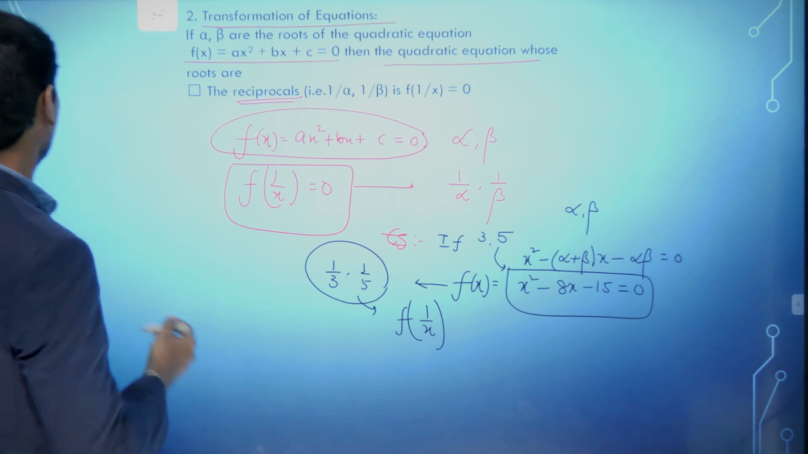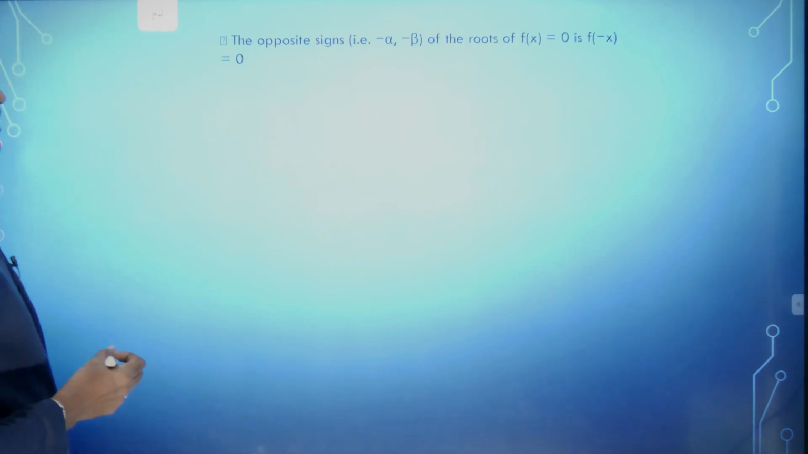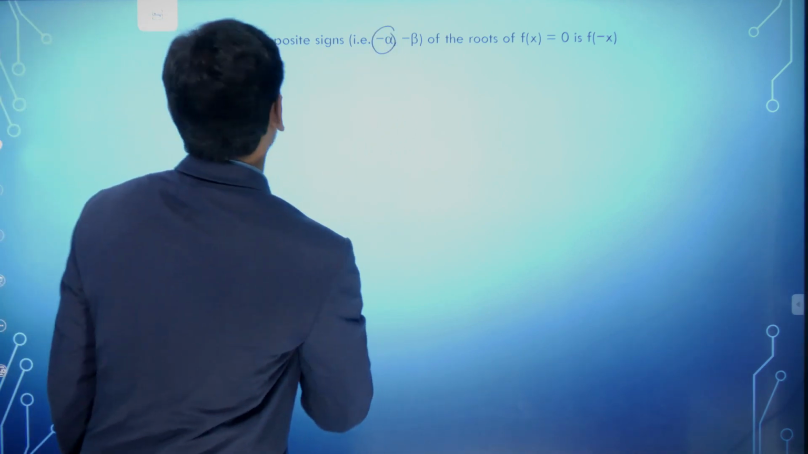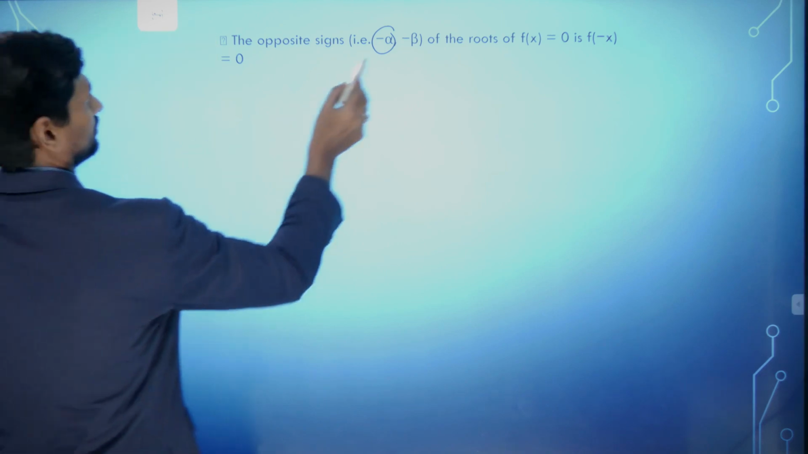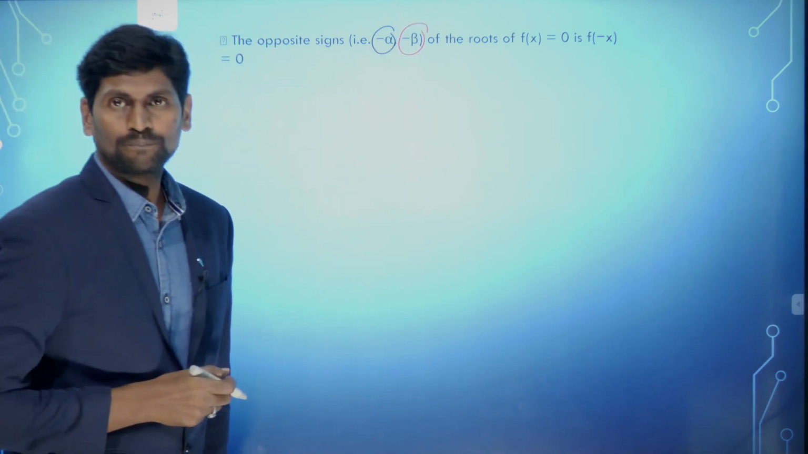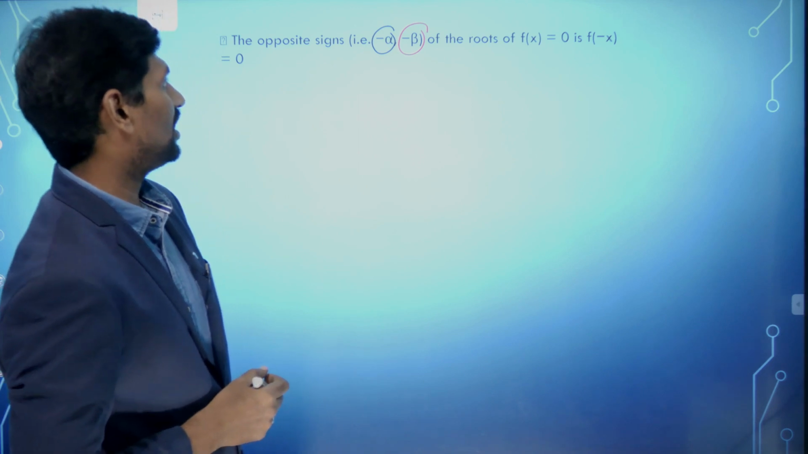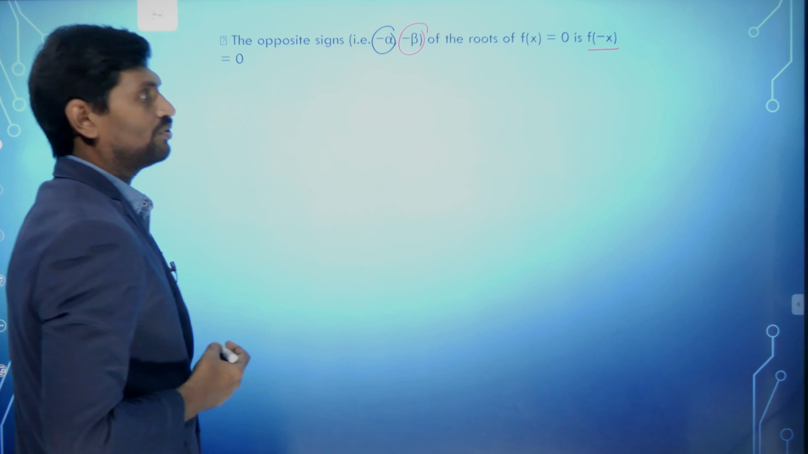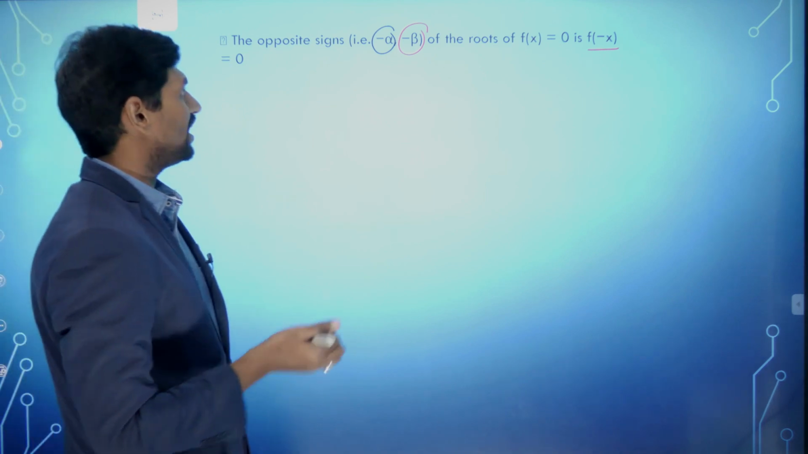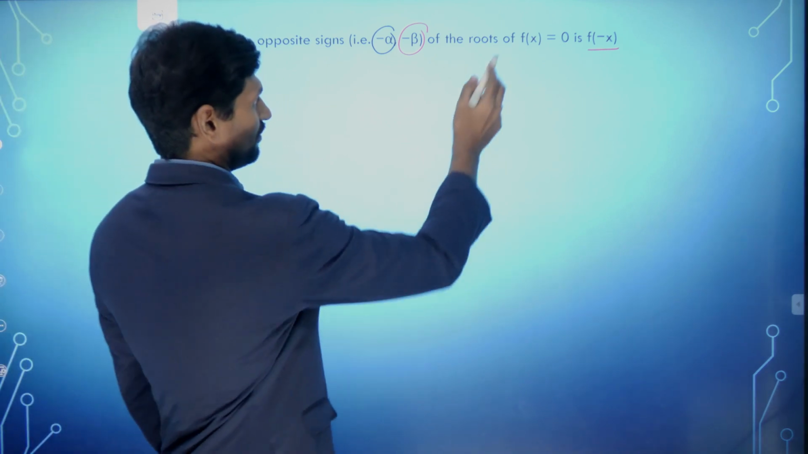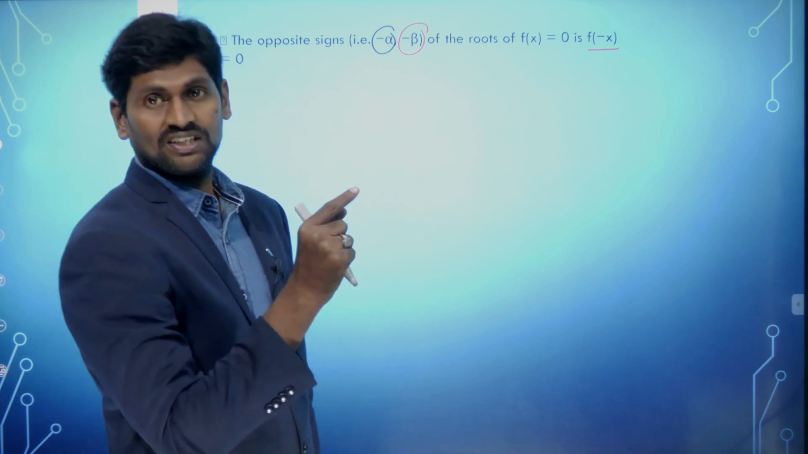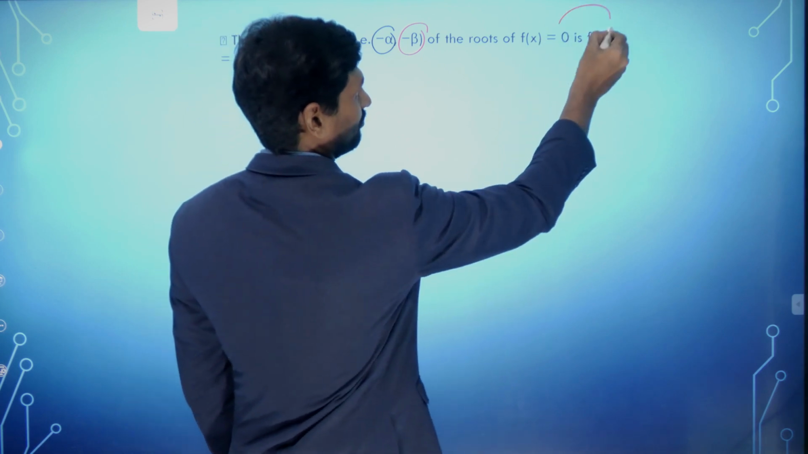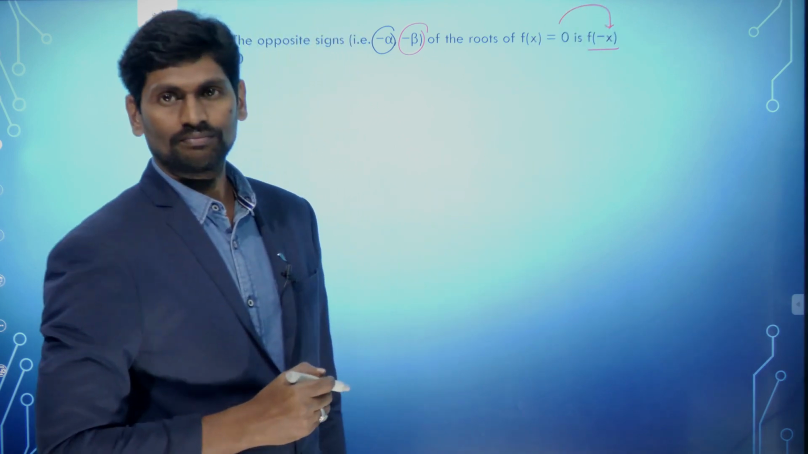Okay, now I am going to the next one. Yeah, this is very important. Roots are negative. First root is alpha, negative alpha, negative beta. Minus alpha and minus beta are roots of f of x equal to 0 is f of minus x. Actually, alpha comma beta are roots of f of x equal to 0. In case minus alpha minus beta are roots, then its quadratic equation will be f of minus x.